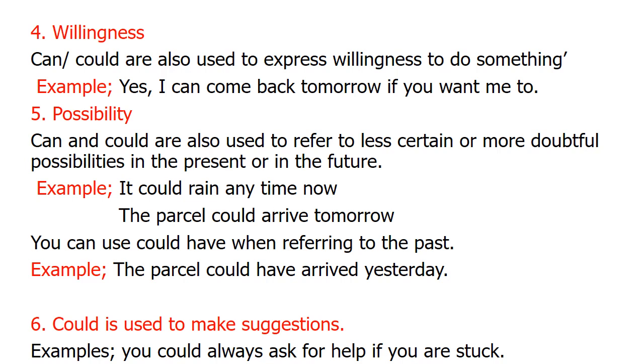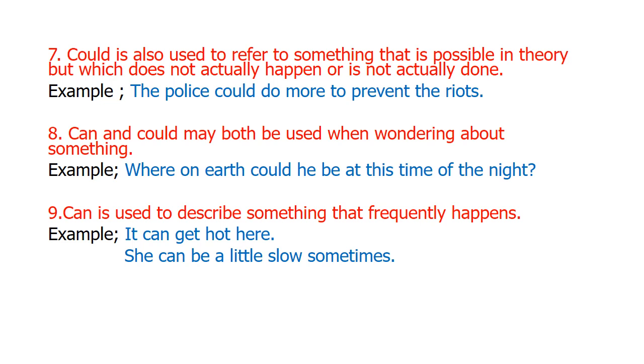So in some cases, when you use could in the present, its past becomes could have. Could is used to make suggestions. Example: you could always ask for help if you are stuck. That is a suggestion. Could is also used to refer to something that is possible in theory but which does not actually happen or is not actually done. Example: the police could do more to prevent the riots.